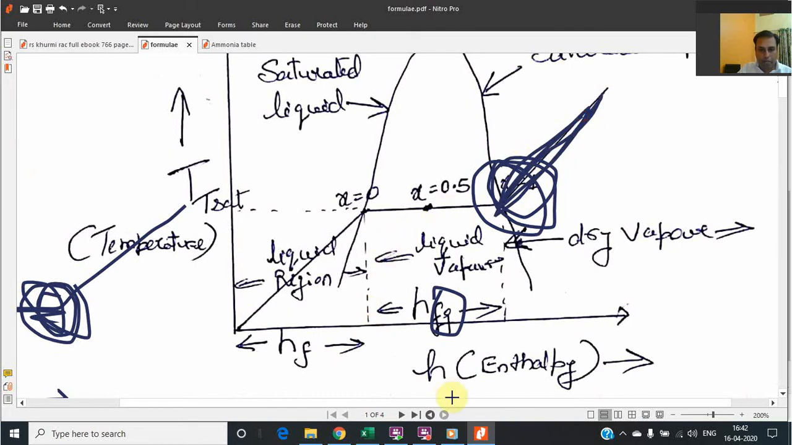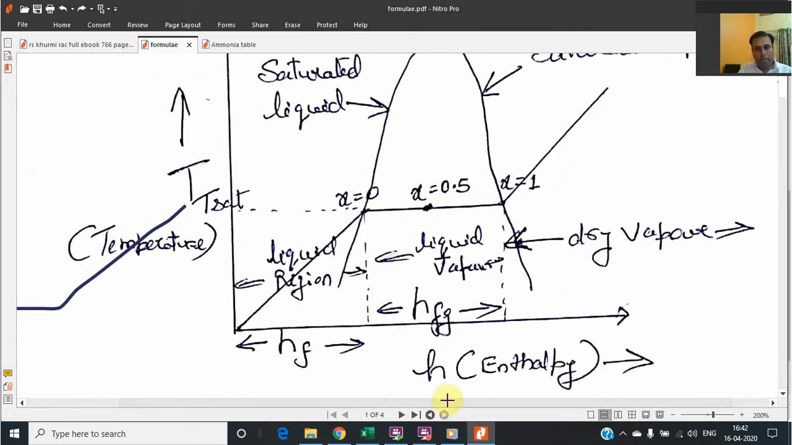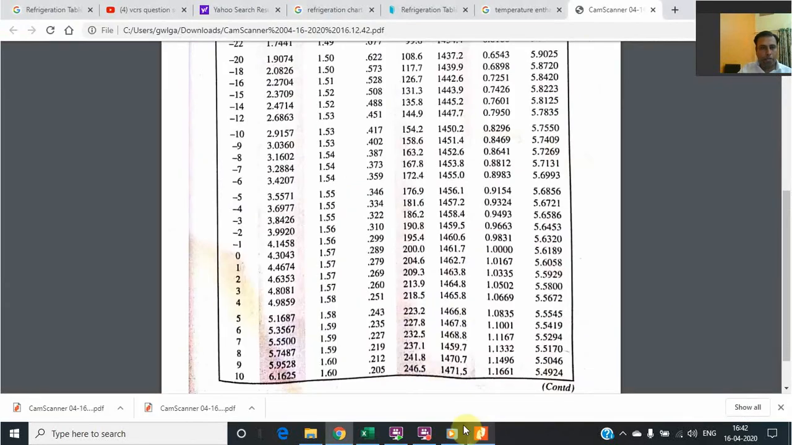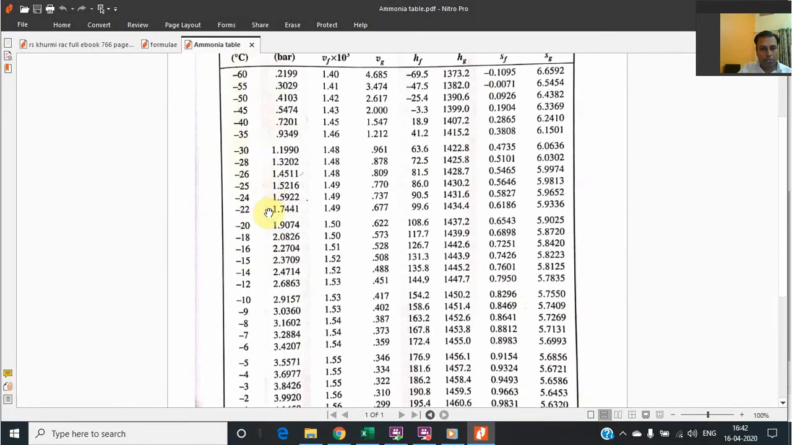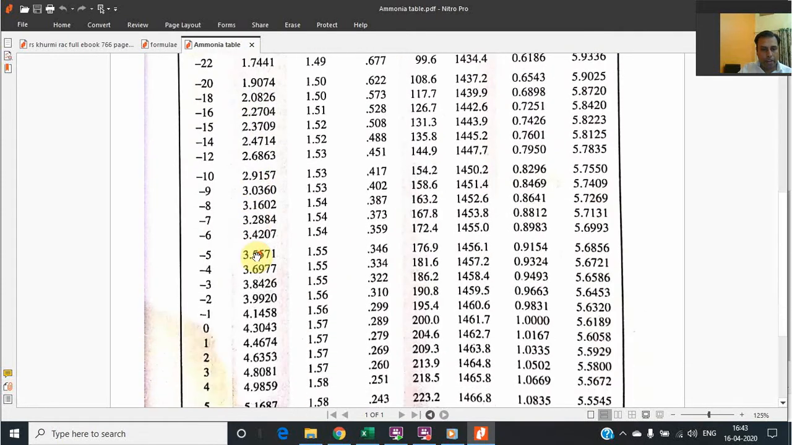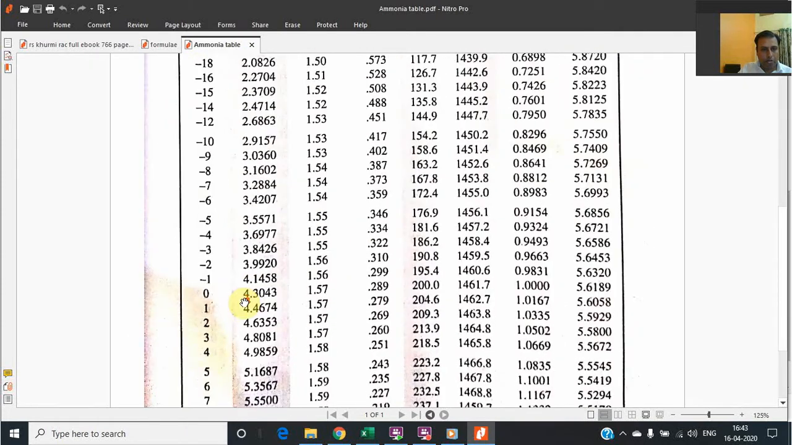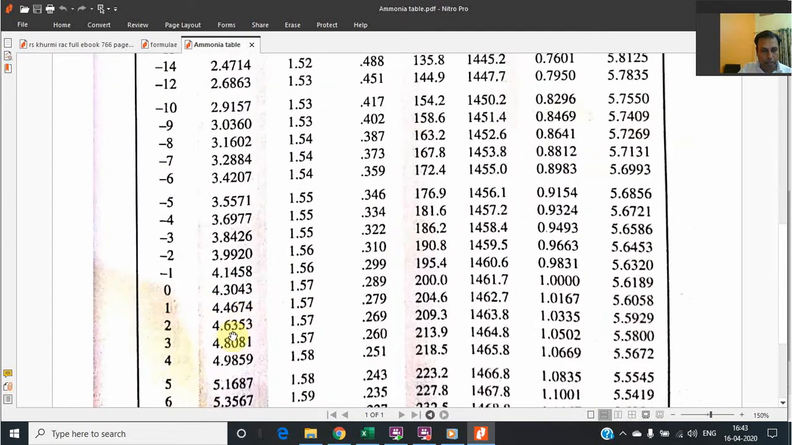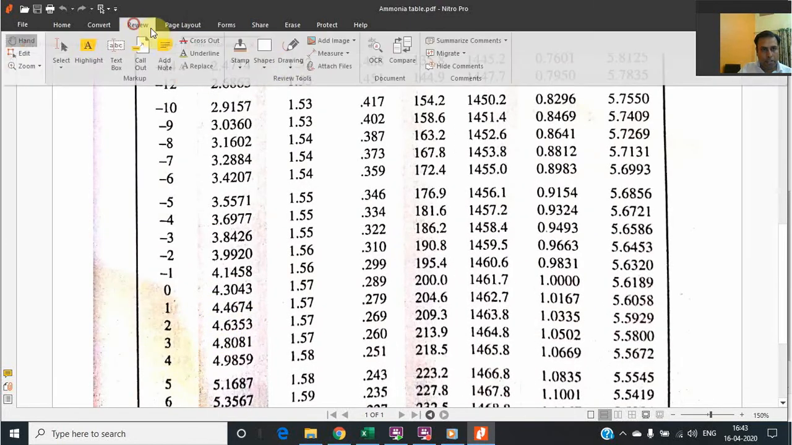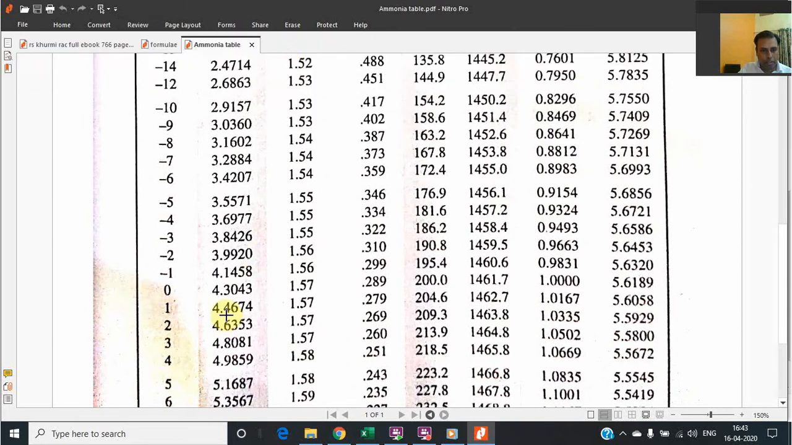This can be understood by an example also, because I have scanned one refrigerant table. You can see over here, this is the ammonia table. Suppose we are heating the refrigerant at a particular pressure. This is the pressure column. Suppose we are heating the refrigerant at any pressure, say 4.653.